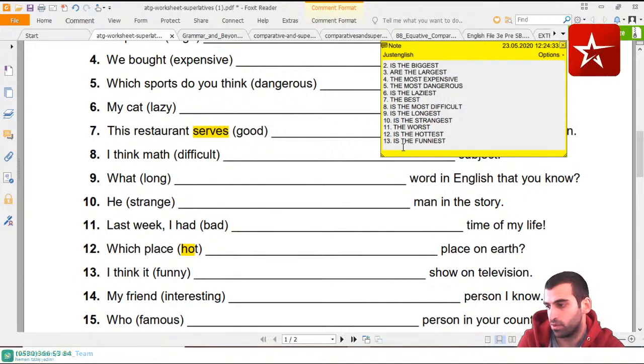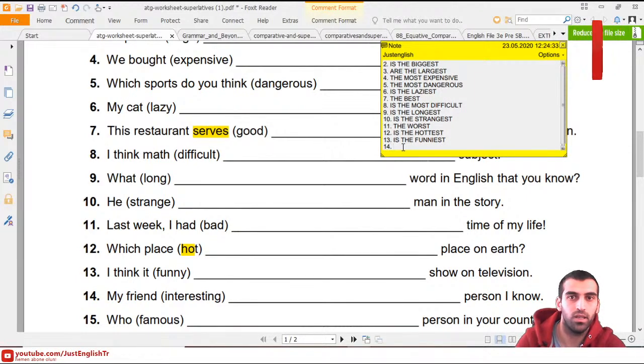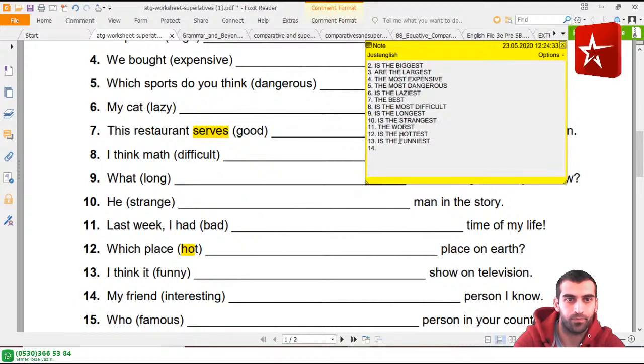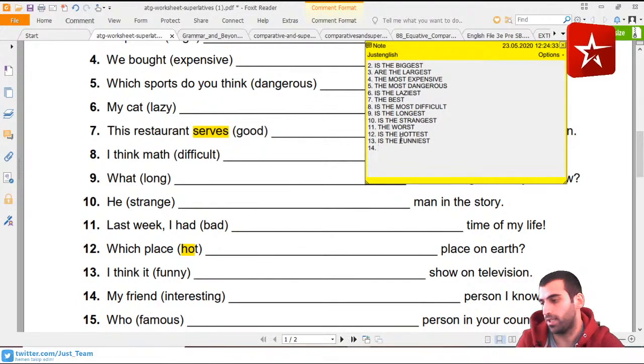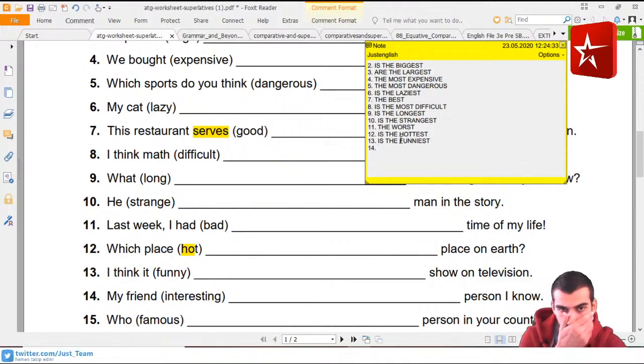Azima, don't forget to write the here. Be careful. And number 14. My friend, interesting person I know. So number 14. Yasin Sandali says Libya 58.8 degrees. Wow. Libya.